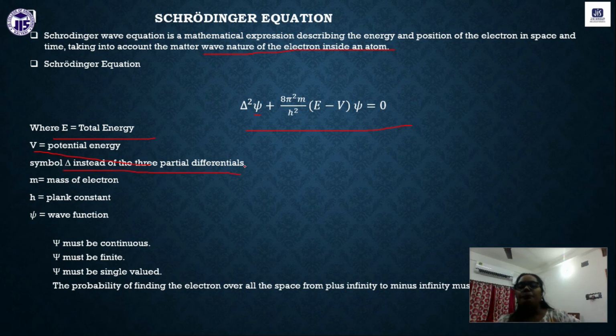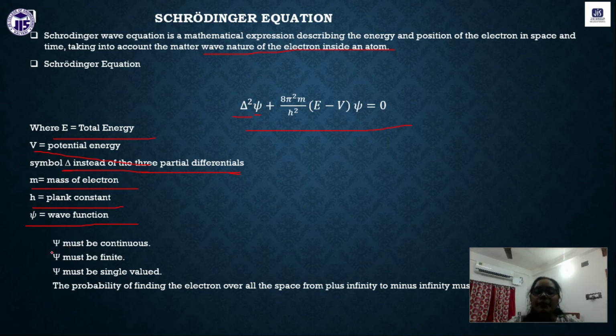Why have we used delta here? Instead of writing three partial differentiations, we have just written delta. As you don't have the derivation of this equation, I cannot show it here. Mass m is the mass of the electron, h, as you know, is the Planck constant, and psi is the wave function.